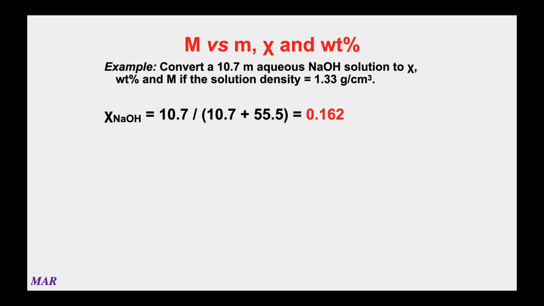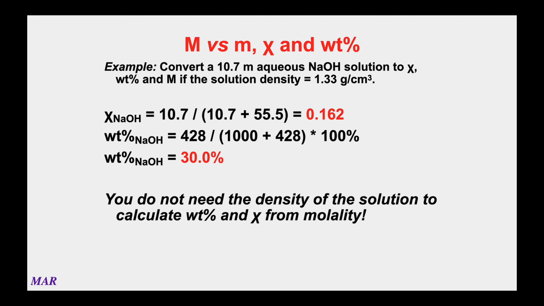So mole fraction sodium hydroxide, 10.7 moles NaOH divided by total moles, 10.7 moles of NaOH plus 55.5 moles of water, mole fraction 0.162. The mass percent or weight percent sodium hydroxide would be grams of NaOH divided by total grams times 100%. So there's 428 grams NaOH. We'll divide that by the 1,000 grams of water plus the 428 grams of NaOH, like total mass on the bottom, just NaOH on the top, times 100%. Mass percent, weight percent, 30.0% NaOH.